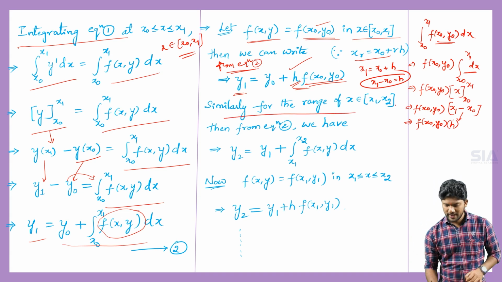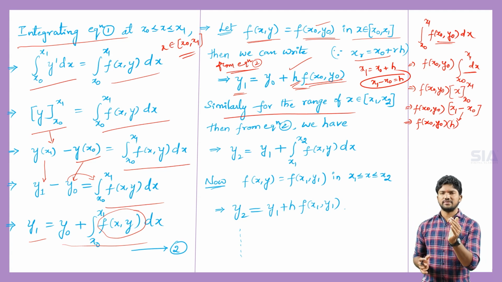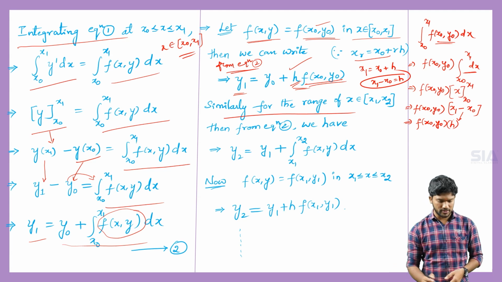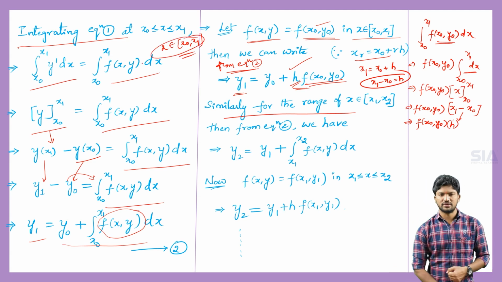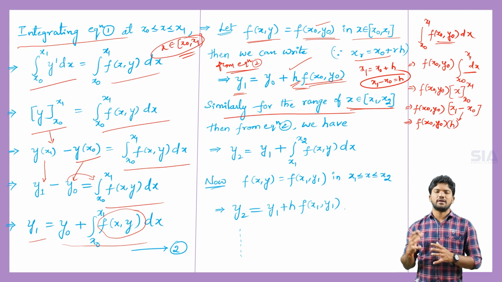Similarly, for the range of x equal to x1 comma x2, the next range of the variable small x. First we took x0 comma x1. Now we are taking that range, small x belongs to x1 comma x2.